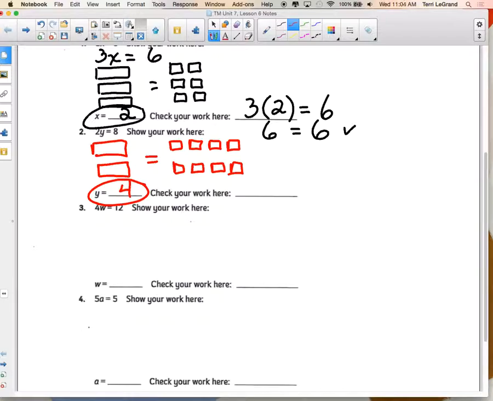Show our check problem. How do we show that? Harley? 2 with the y 4.